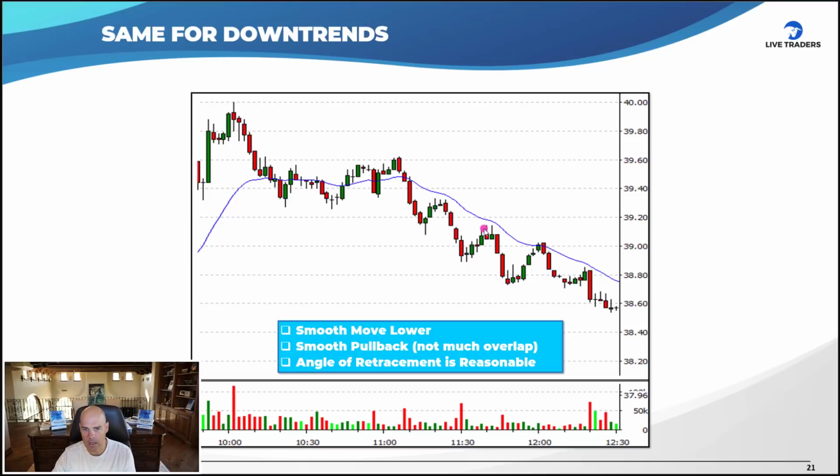Note on the bounces on a lot of these, they're at minor price resistance. They're at the moving average, 50% retracements. This is what a nice downtrend looks like.